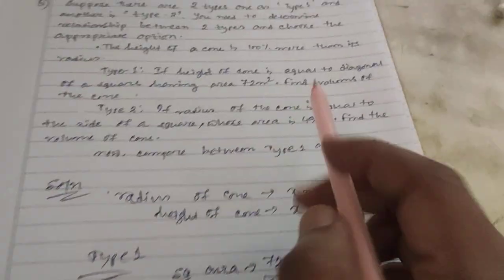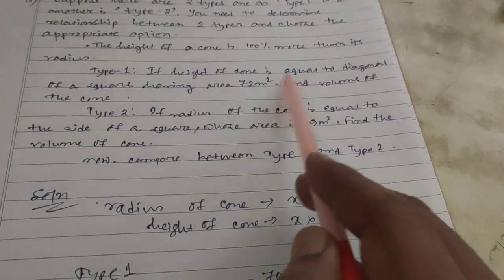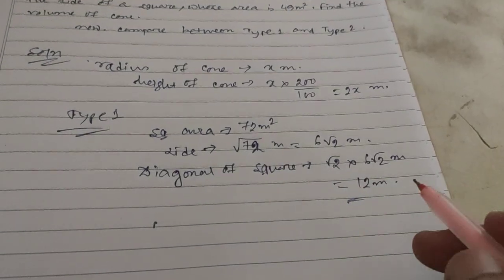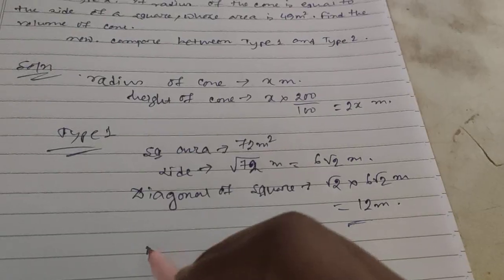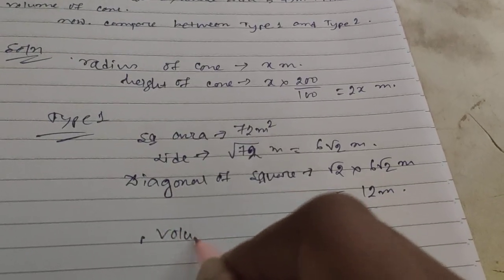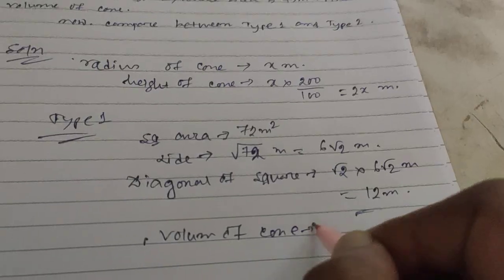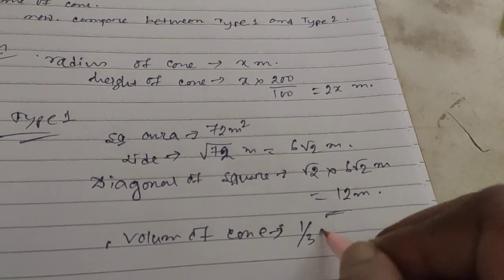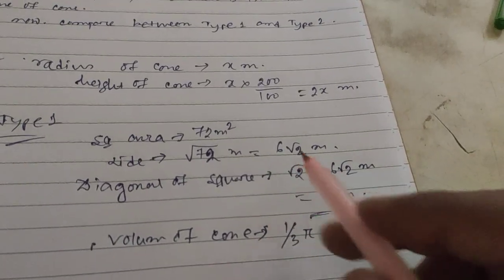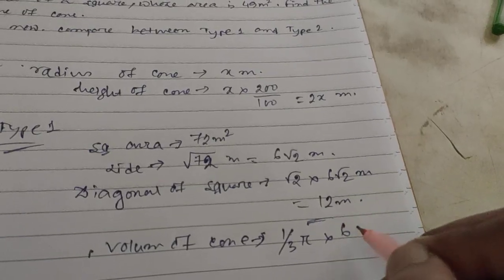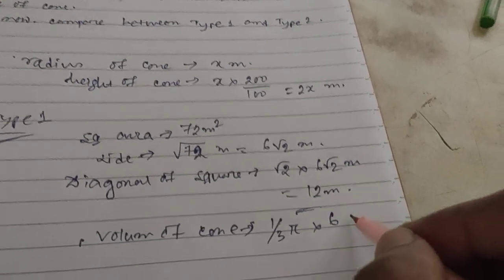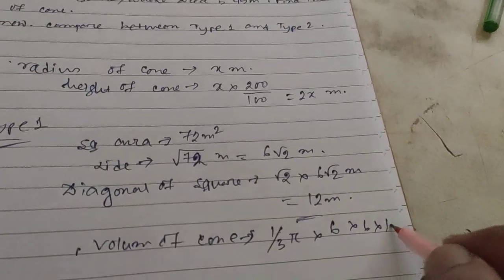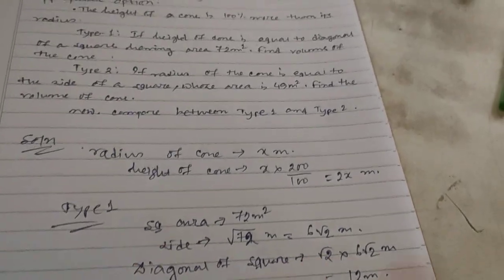And the height of the cone is equal to the diagonal of the square, so the height of the cone is also 12 meter. So now the volume of the cone, what is the formula? 1/3 pi r square h, right? So 1/3 pi, r is 6, into 6, multiplied by 12.